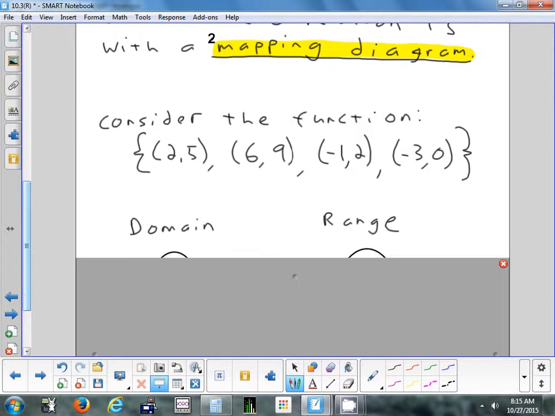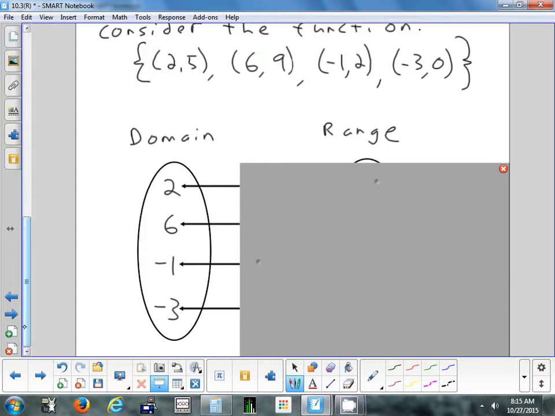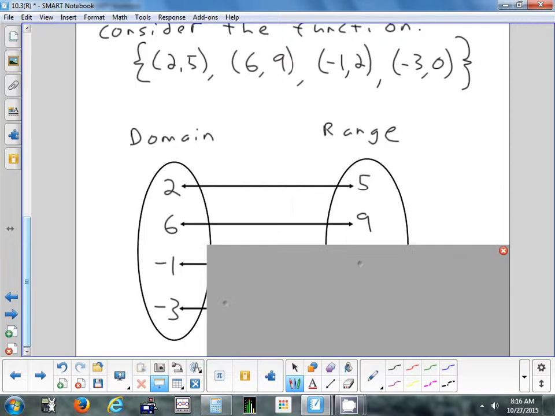What are the values that are in the domain here? Just list off what they are. Victor? 2, 6, -1, and -3. Yeah, we have 2, 6, -1, -3. Those are the values in the domain. What about my values in the range? How about Davin? Can you tell me what are my values in the range? 5, 9, 2, 0. Yeah, 5, 9, 2, and 0.